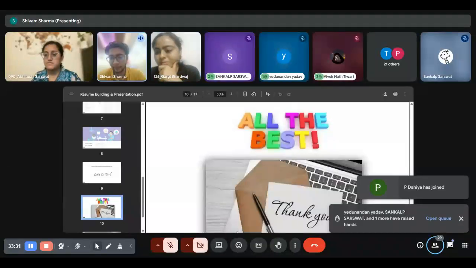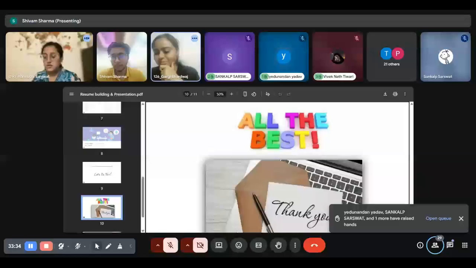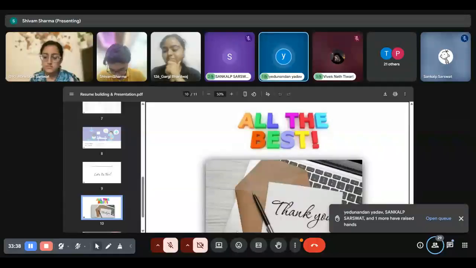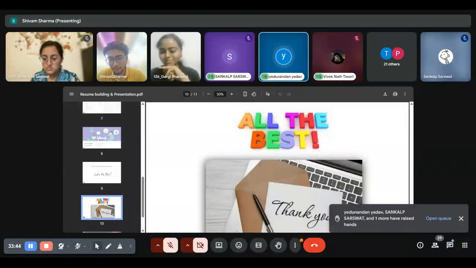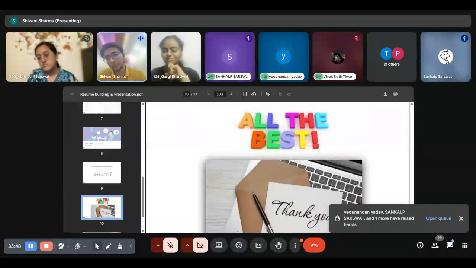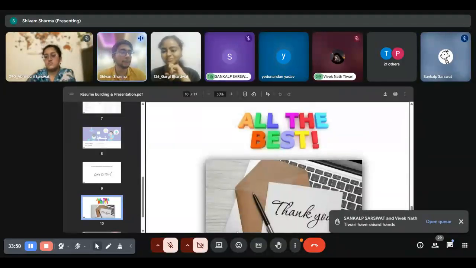I think we have a few hands raised. Yes, Yadunandan, you can. I wanted to ask about the number of pages for the resume. One page, single page. Is it very strictly constrained to one? Very strictly. For freshers, at least, it should be a one-pager resume, at least up to 2 years of experience. I have 2 years of experience, still, I have a one page resume.